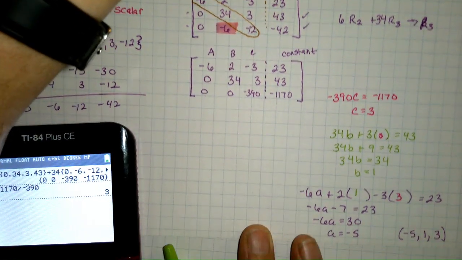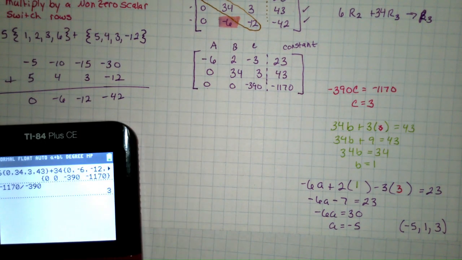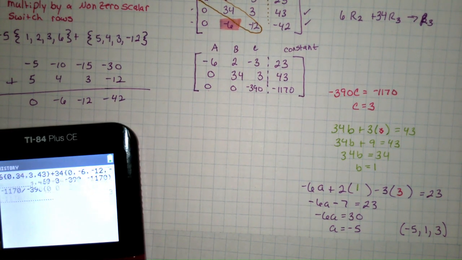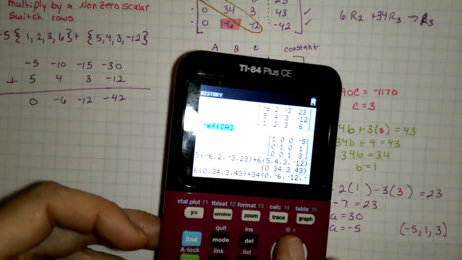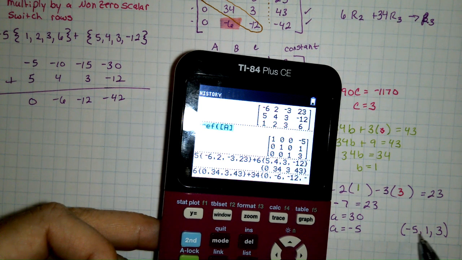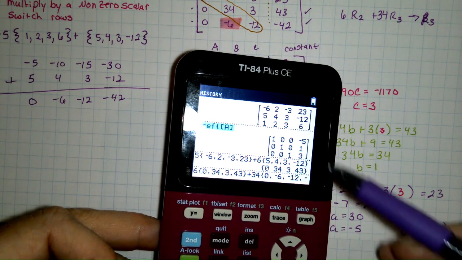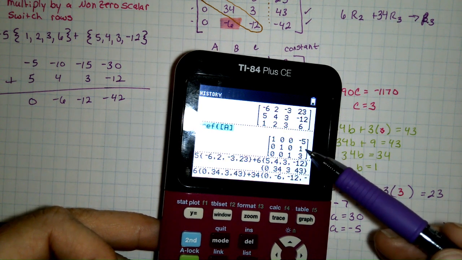Oh, I forgot to move that up. Sorry about that. Let me go back up to where the calculator did that magic math, and we can see that negative 5, 1, and 3 were indeed the X, or the A, the B, and the C.